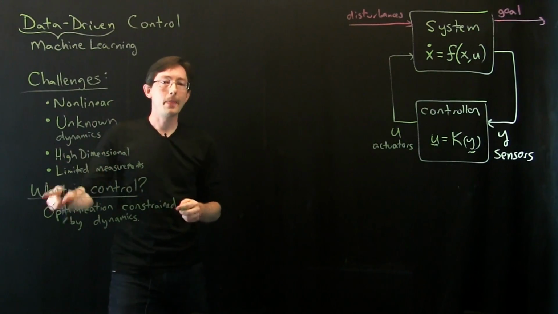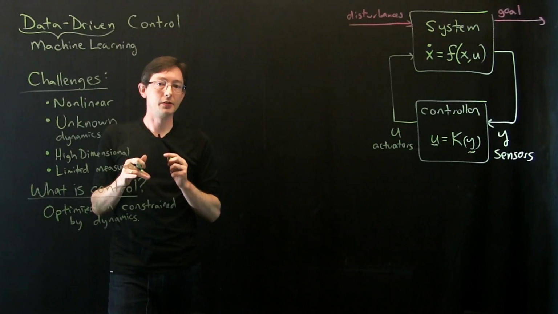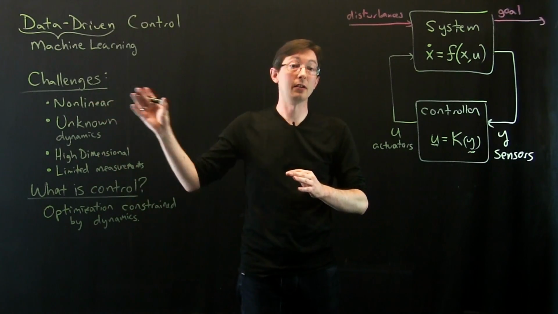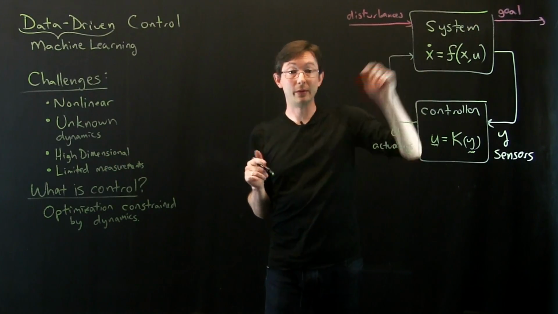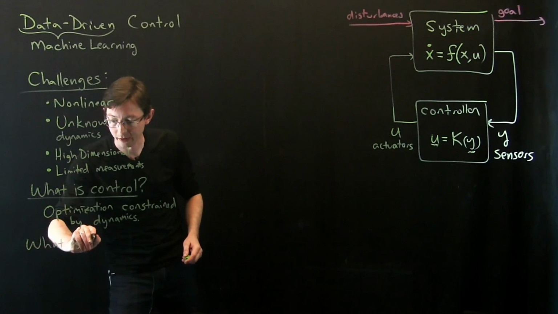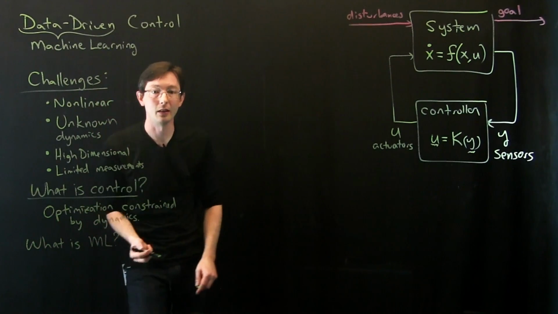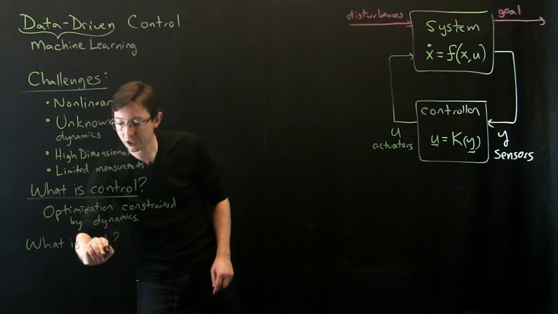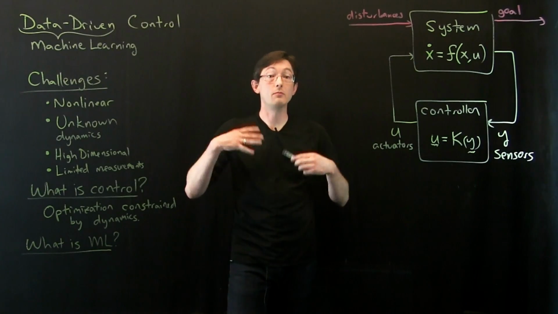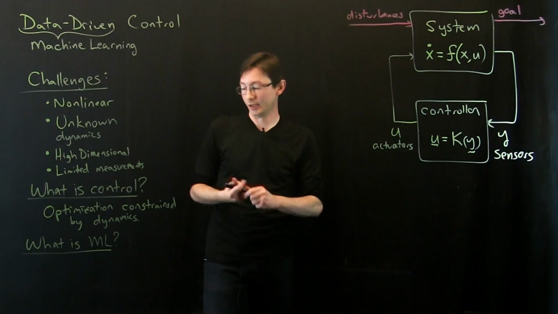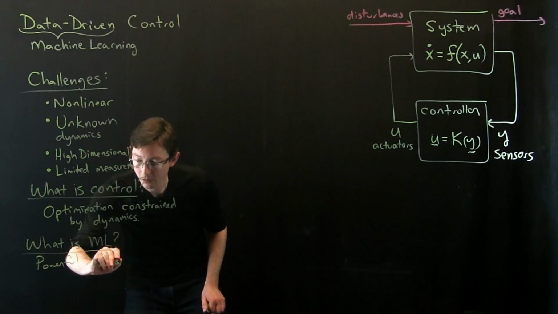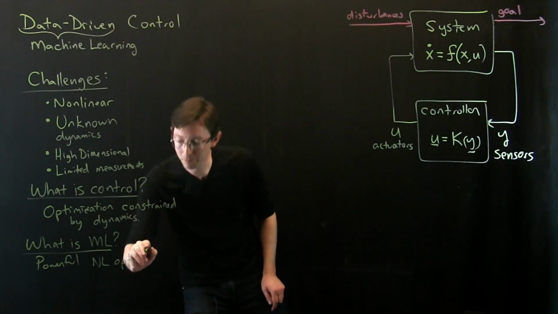Okay? Now, this is where I think it gets really interesting. So we're now framing control as an optimization, possibly nonlinear, possibly high dimensional with some objective function. Let's think about what is machine learning. Okay, what is ML? You're going to see me write ML a lot. That just means machine learning. So what is machine learning? I think of machine learning as a really, really powerful emerging set of nonlinear optimization techniques. So these are powerful nonlinear optimization techniques based on data.